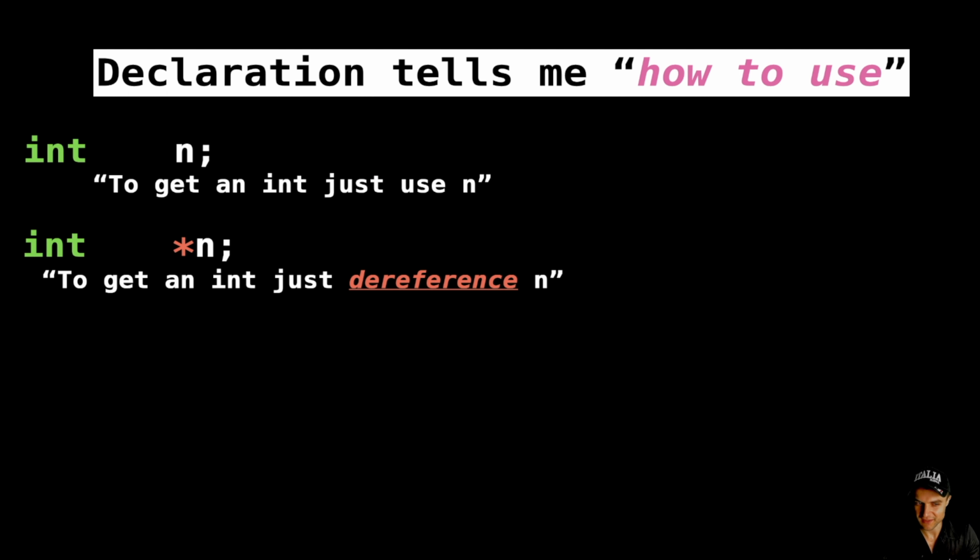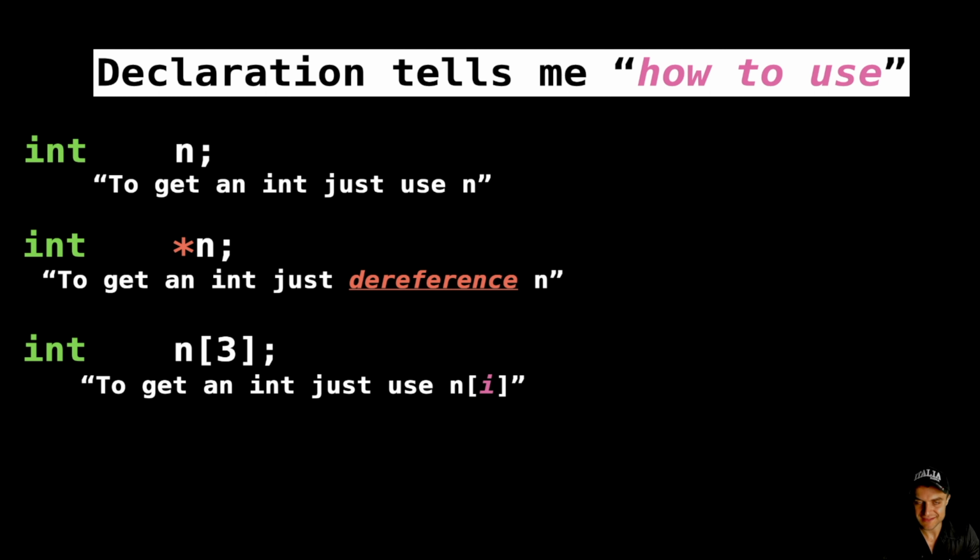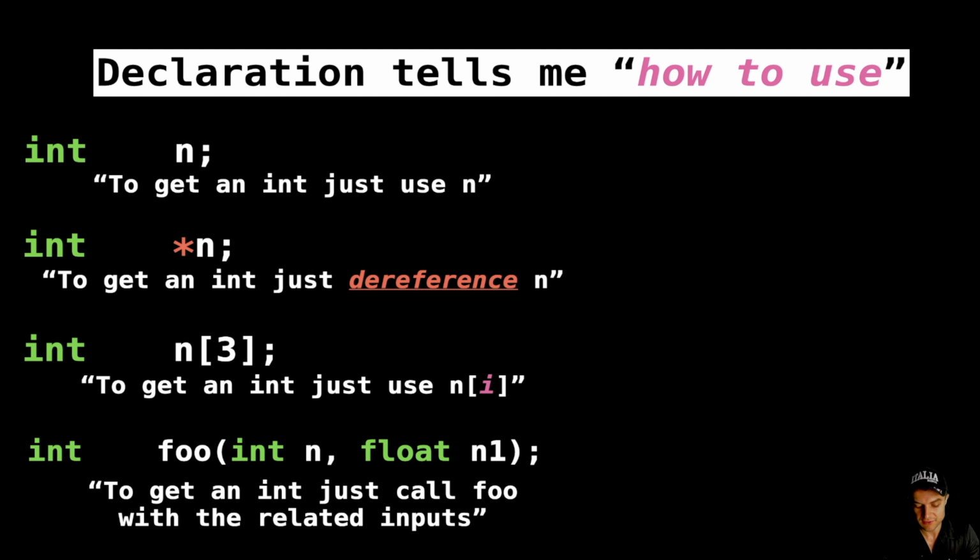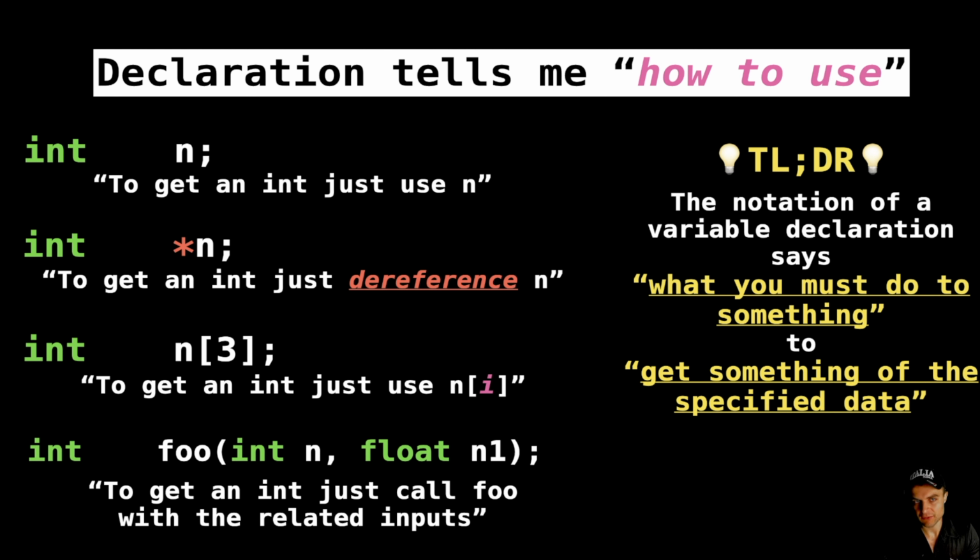You're starting to understand, I guess, right? Here I have n[3], which is an array of 3 integers. But here I read it in this fashion: to get an integer, you have to index inside this array. So in an expression, n[0], n[1], n[2] is gonna yield an integer. The last example is a function. For example, here I have a prototype foo(int n, float n1). What do I read? Well, I read that to get an integer, just call foo with the related inputs. So TLDR, the notation of a variable declaration is telling me what you must do to something to get something of that specific data type.